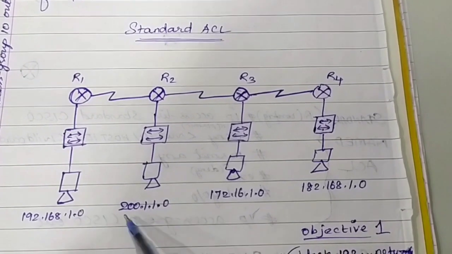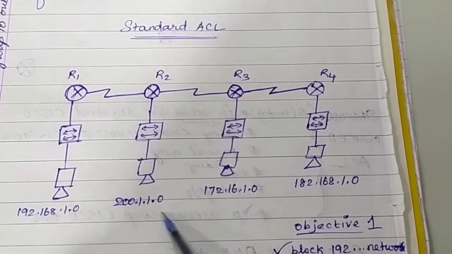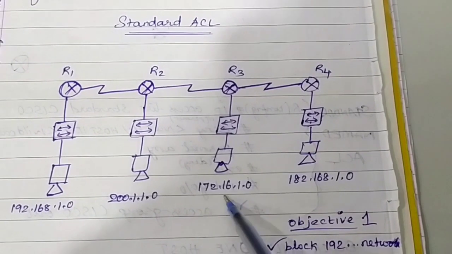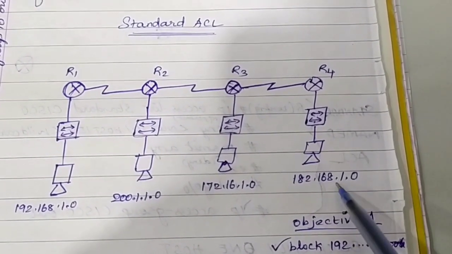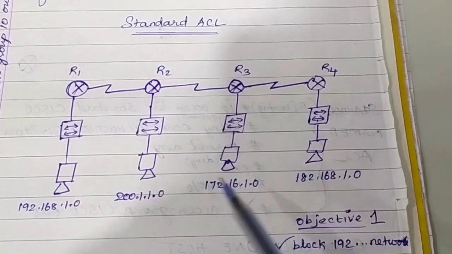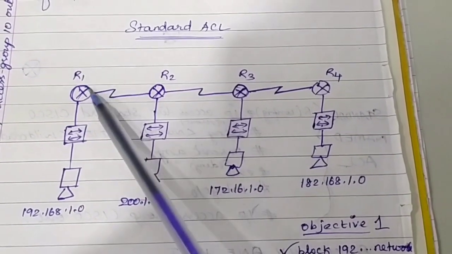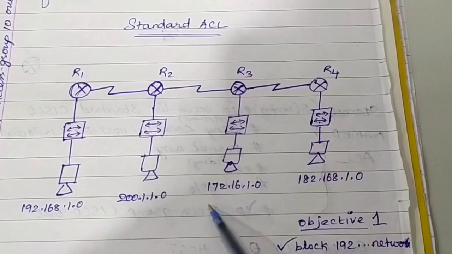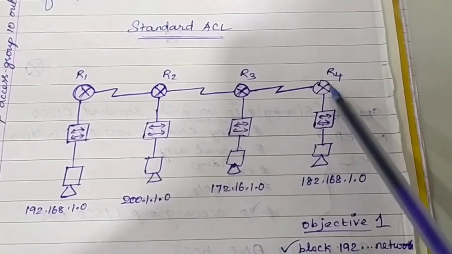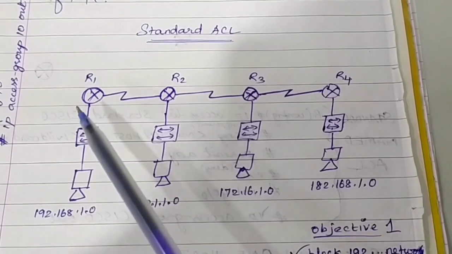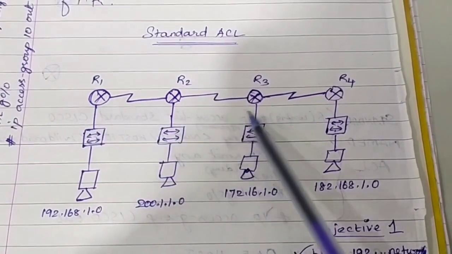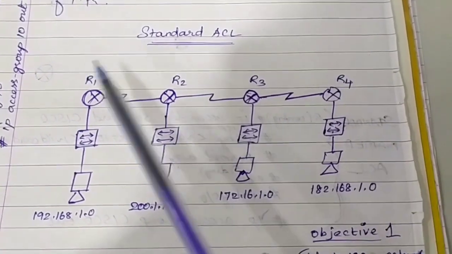192.168.1.0 is the first network, 200.1.1.0 the second network, 172.16.1.0 the third network, 182.168.1.0 the fourth network. The first network is connected under R1, second under R2, third under R3, fourth under R4. So these 4 networks are the own networks of these 4 routers respectively.